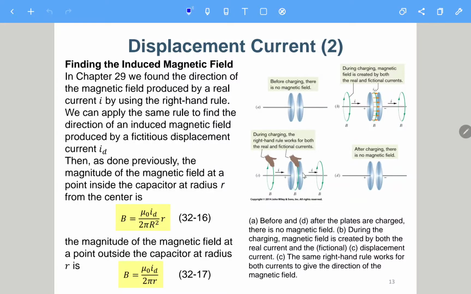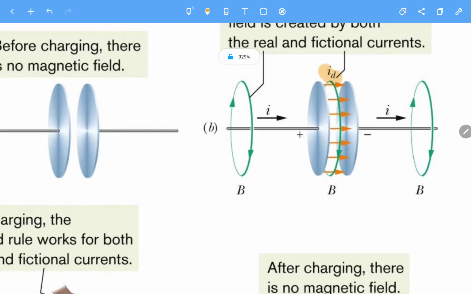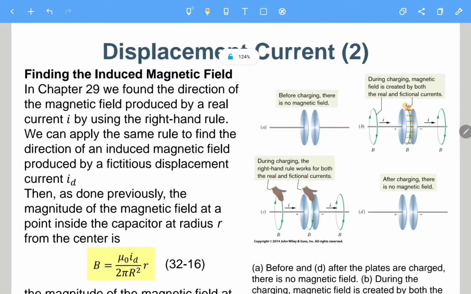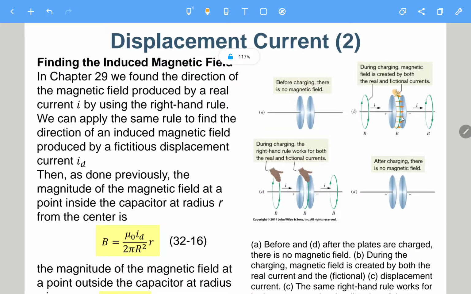When you consider the capacitor, here we only have a displacement current. This I is the displacement current through this capacitor. Actually there's no real current going through it, but you can imagine there is some displacement current, a fictitious current, going through this capacitor. Then using Maxwell's law, you can determine the B field generated by this fictitious current, the displacement current I_D. So we have mu 0 I_D over 2 pi R squared times small r.